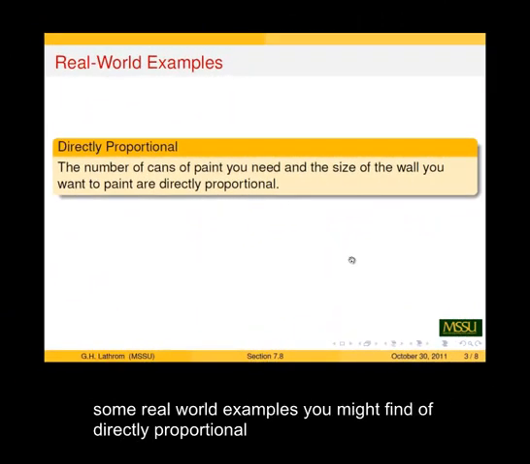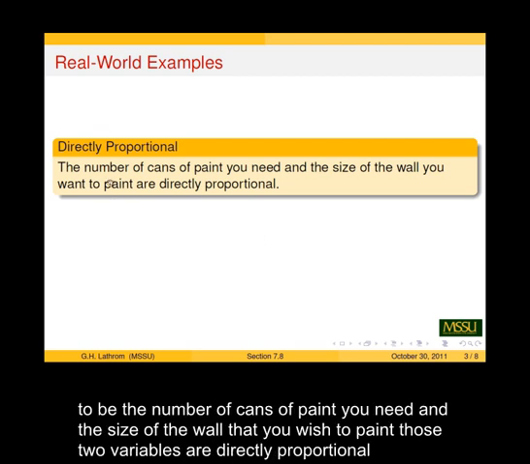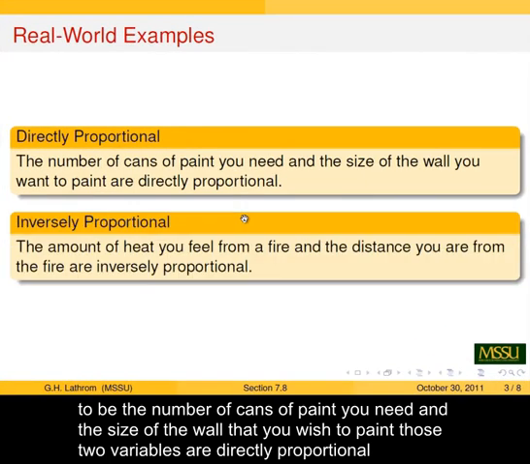Some real-world examples we might find of directly proportional would be the number of cans of paint that you need and the size of the wall that you wish to paint. Those two variables are directly proportional.